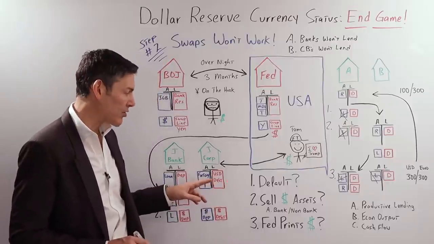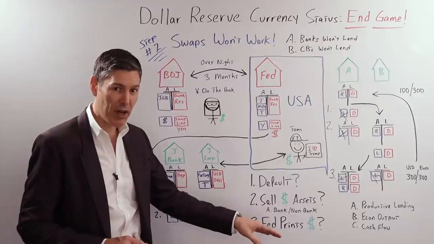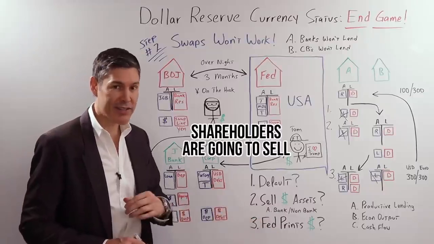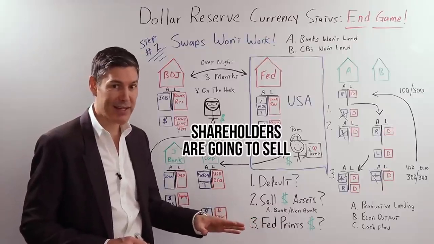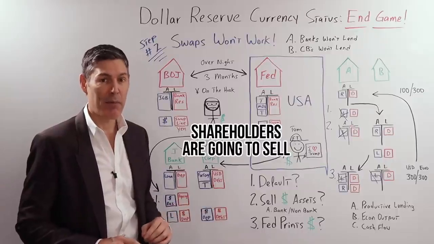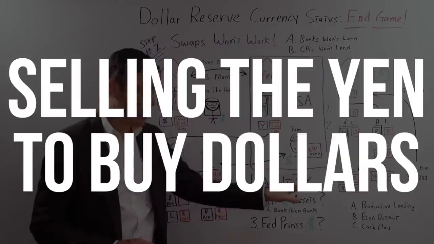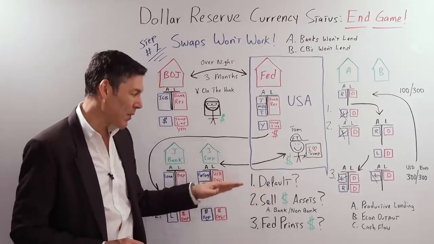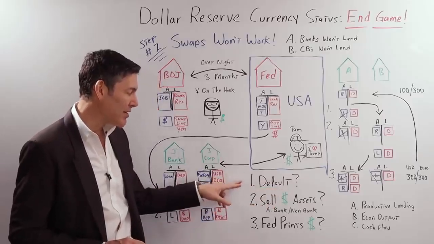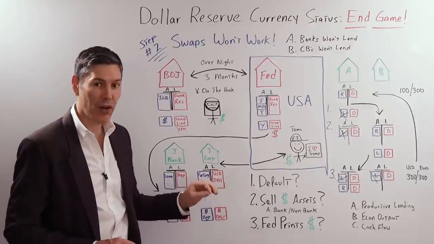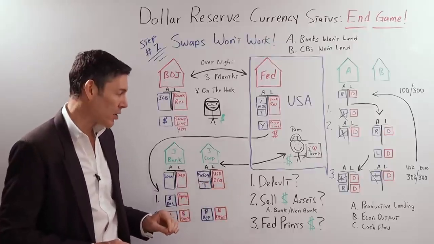If these corporations are getting close to default, the shareholders are going to sell those shares or assets as fast as they can. Basically, what they're doing is selling the yen to buy dollars. So it really depends on the situation, but it isn't guaranteed that it would create less demand for dollars.